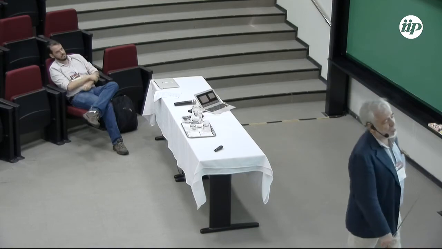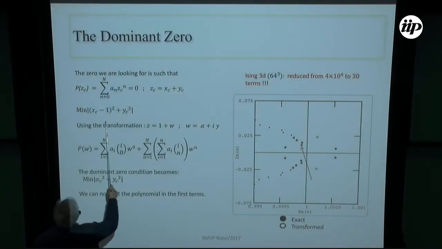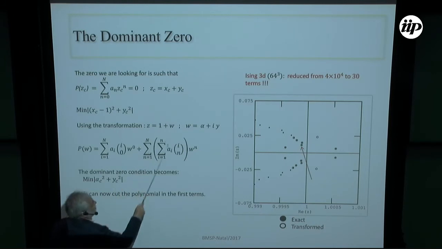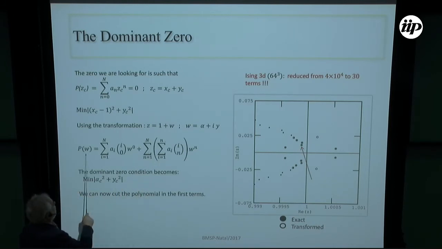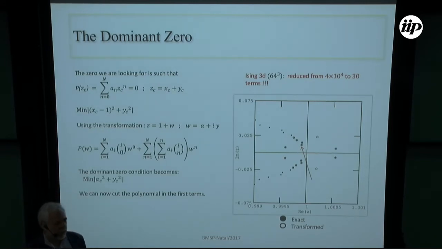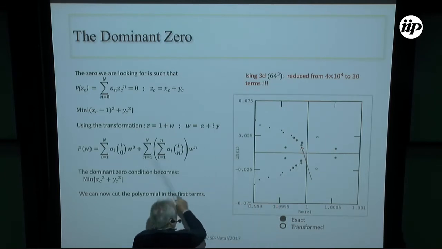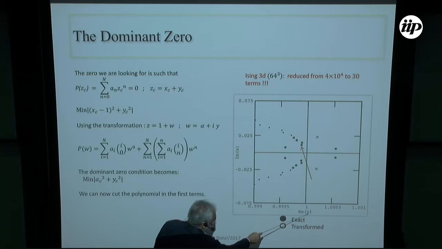Of course, it is possible. But how long will it take? So I can do a very nice trick. Just make this transformation, so you have a transformed polynomial. Now the zero is not close to 1 anymore. For this polynomial, this is z, you see, this is z.